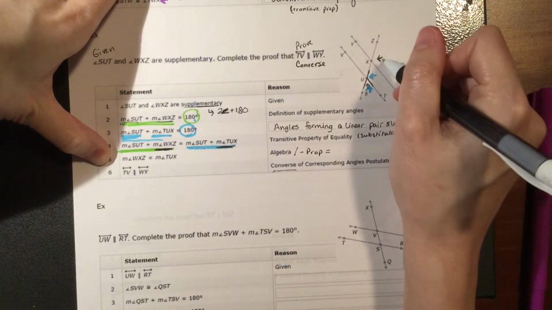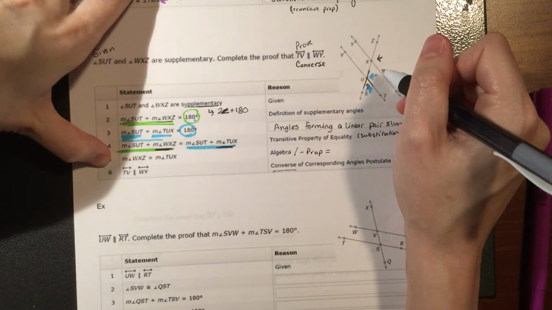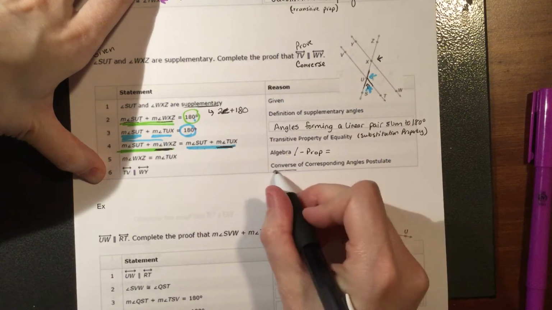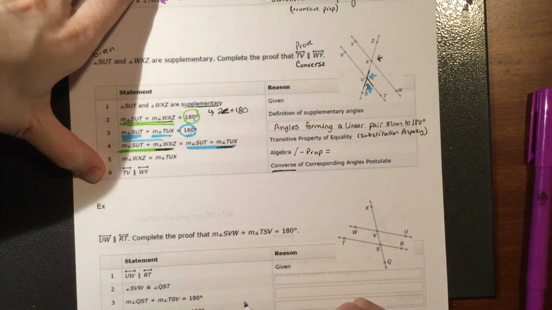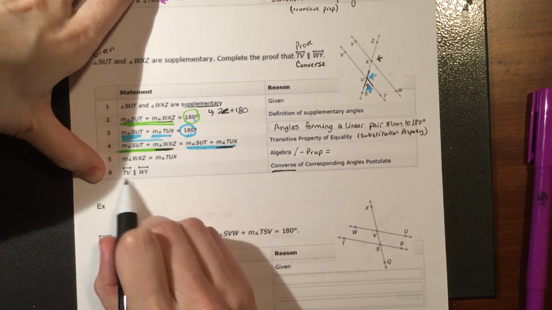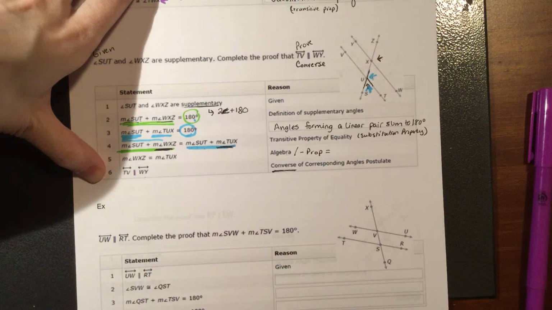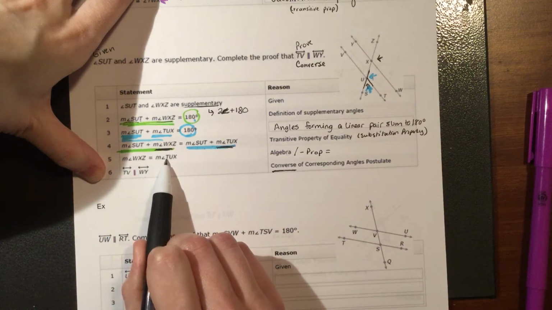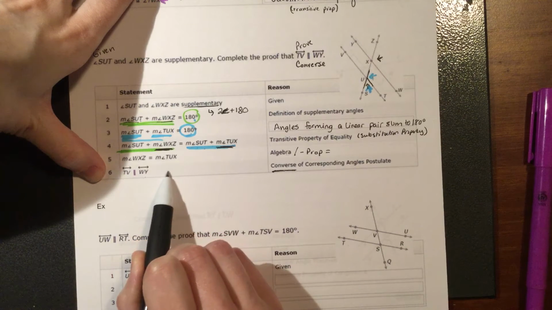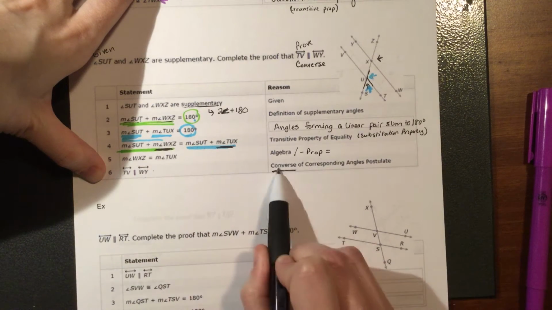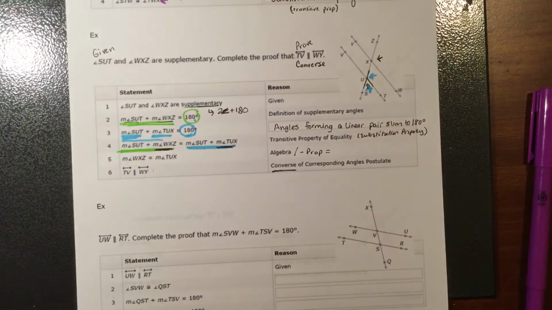And now that we know those two corresponding angles are equal, we can use our converse of the corresponding angles postulate to say that the two lines are parallel. So basically, if you have corresponding angles equal to each other and the very next line is parallel, that's going to be the converse of the corresponding angle postulate.